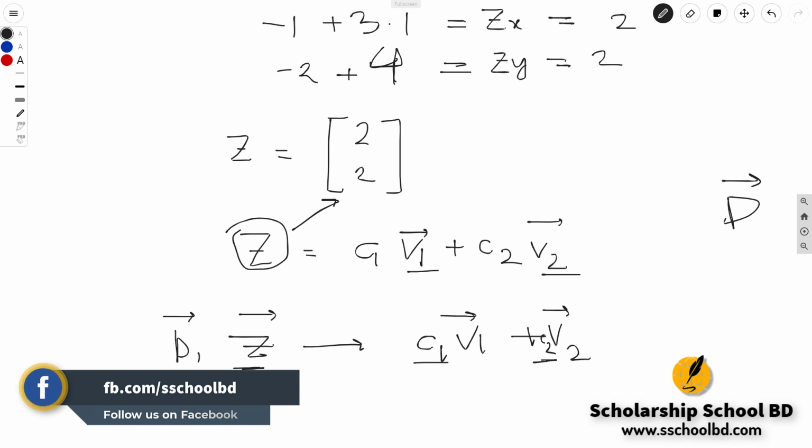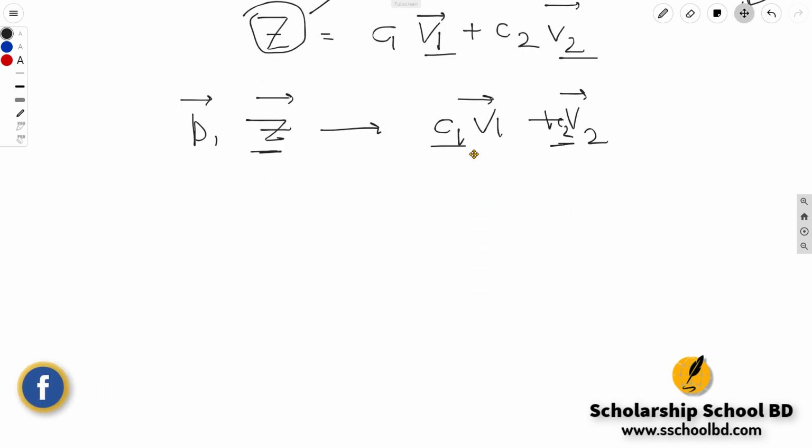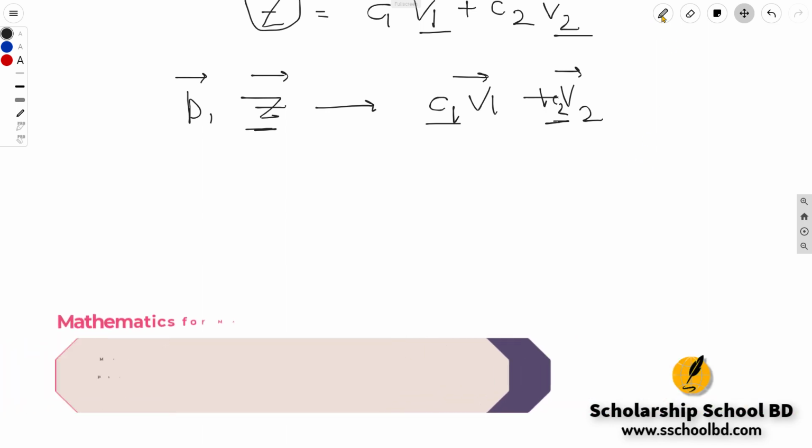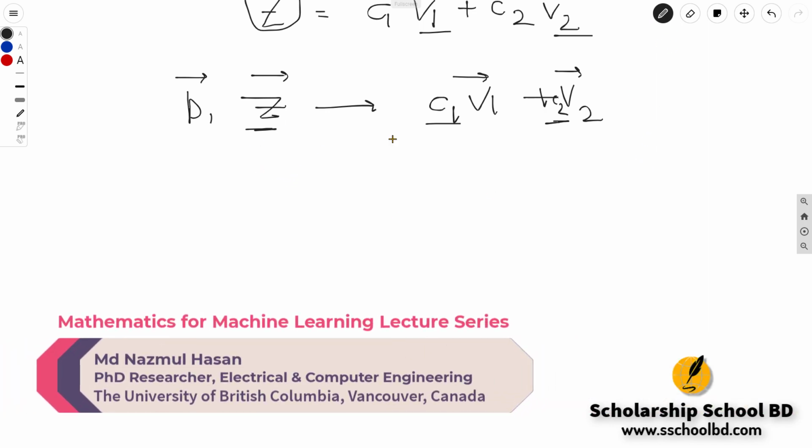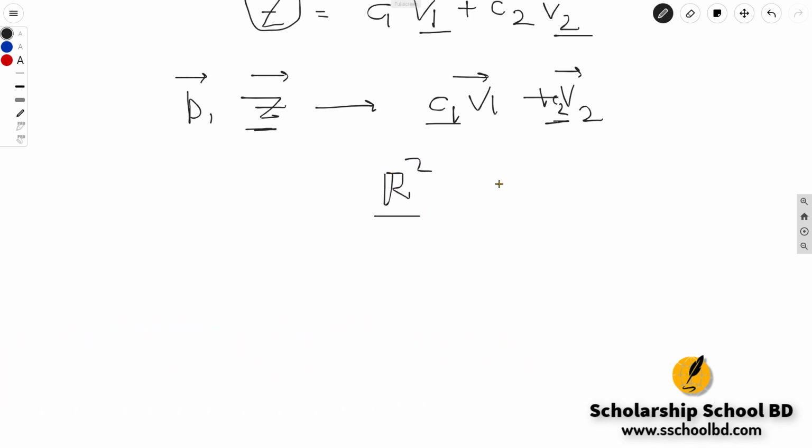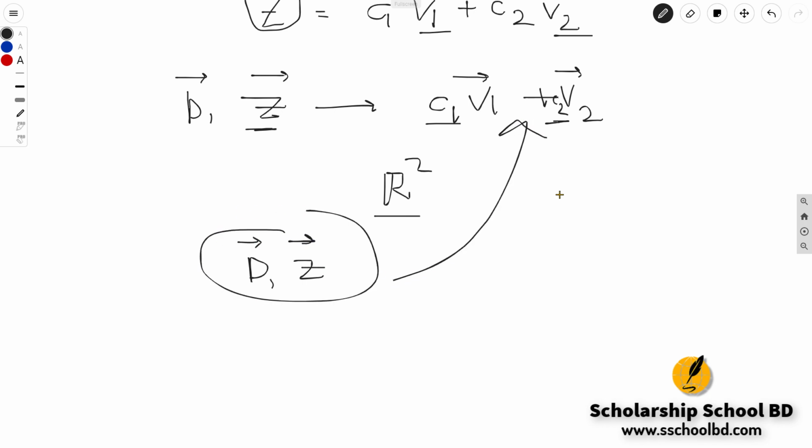So it could be proved that there are many other vectors in R2 space which can be expressed as a linear combination of the given two vectors v1 and v2. We just showed this for the d and z vectors, and it could be proved as well that any vector in R2 space can be expressed as a linear combination of v1 and v2, as long as v1 and v2 are not exact multiples of one another.